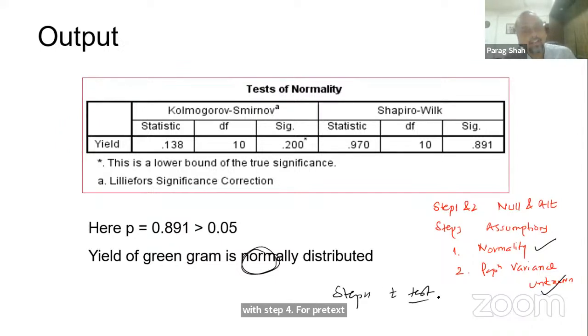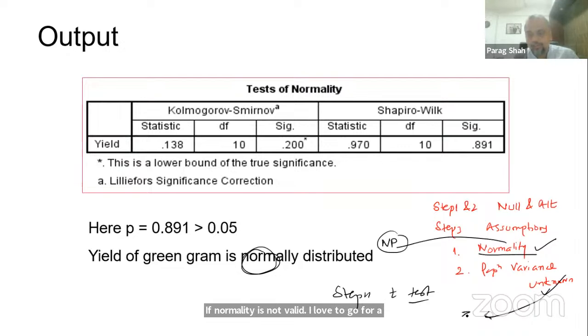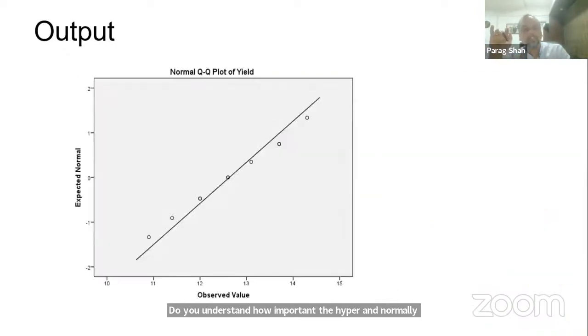If it is not valid, then I'll have to go for a non-parametric test. If normality is not valid, I'll have to go for a non-parametric test. If the population variance is known, I'll have to go for a Z test. To understand how important the assumptions are, and normally it was ignored. Okay, step 3 is done.